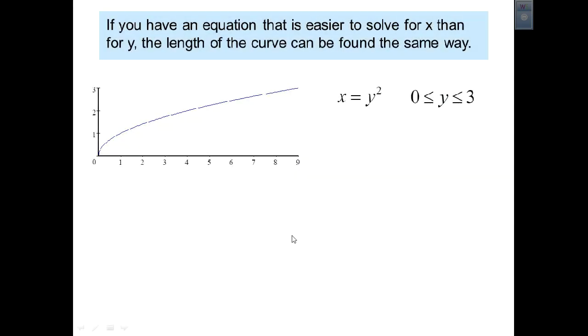All right, now if you have an equation that's easier to solve for x than it is for y, the length of the curve can be found the same way. You're just going to flip things. You're going to do a dy instead of a dx. And you're going to take the derivative of x with respect to y, not the other way around.